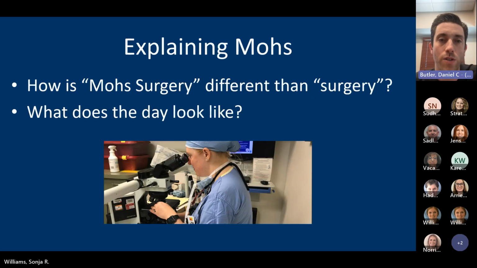Next slide. So Mohs, let's explain Mohs and just get this very clear so that everyone can understand exactly what Mohs is. How is Mohs surgery different than traditional surgery, and what does the day look like? That's the question I often get from patients and primary care, as well as other specialties. Next slide.